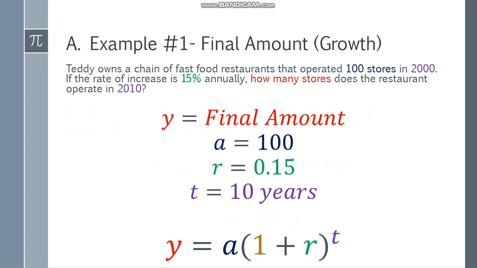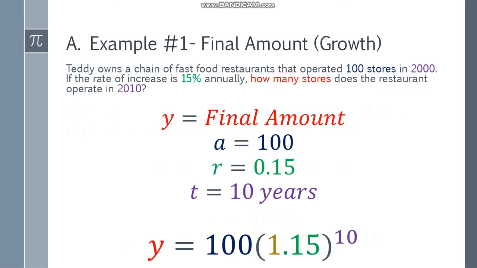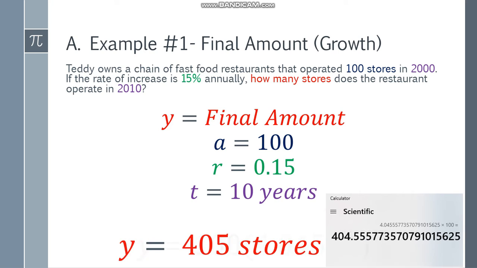Place the formula and substitute the values. So we have y is equal to 100 times the quantity 1 plus 0.15 to the 10th power. Simplify that one, 1 plus 0.15 is 1.15, and 1.15 to the 10th power will be 4.045, and so on. Multiply by 100, you will have this kind of answer. Now, since we are asked to find how many stores, let's round it up to the whole number. So 405 stores is the answer.